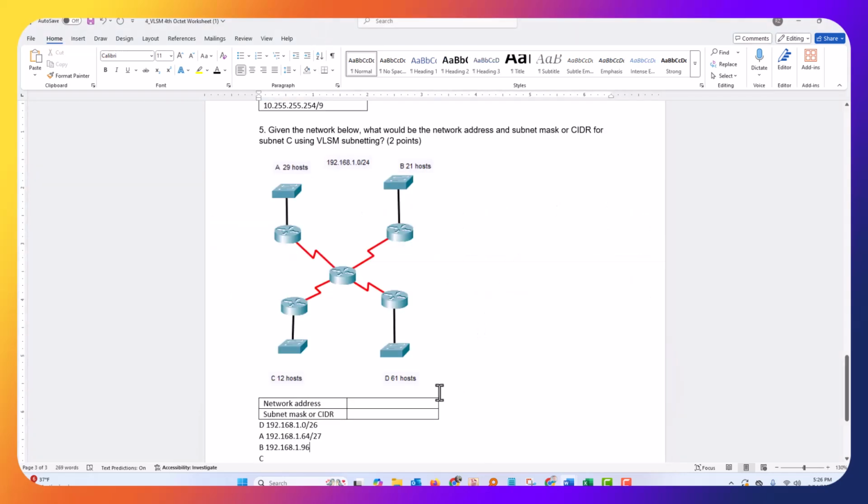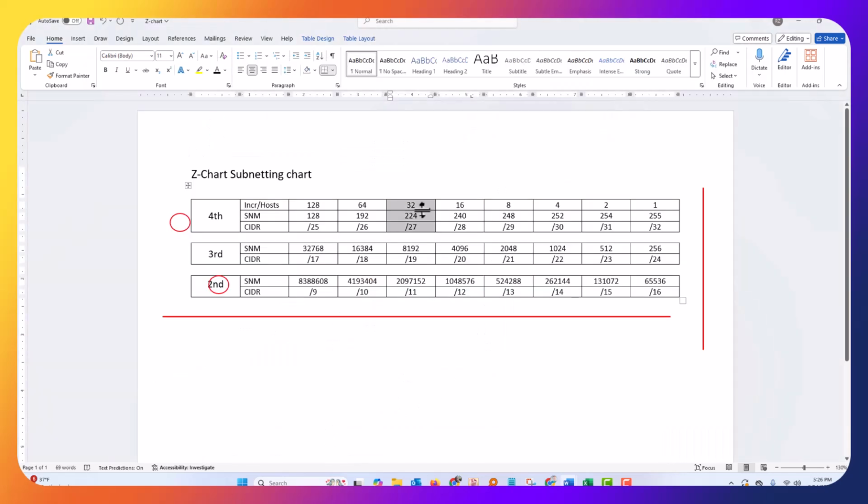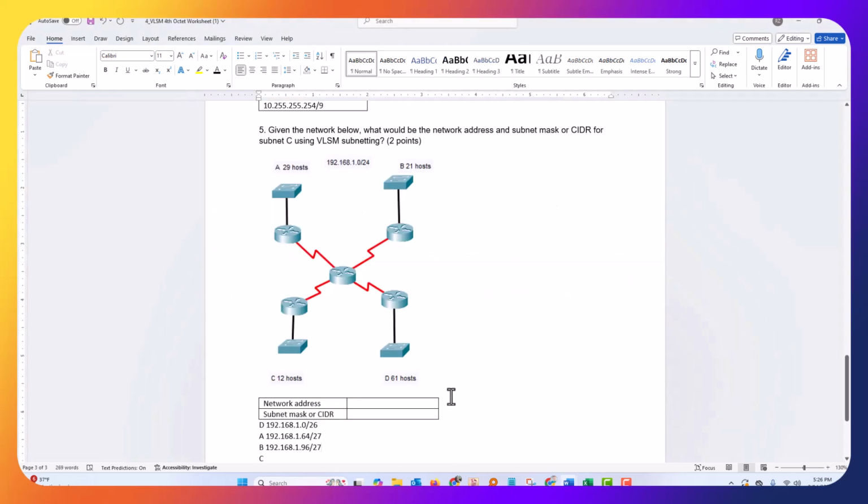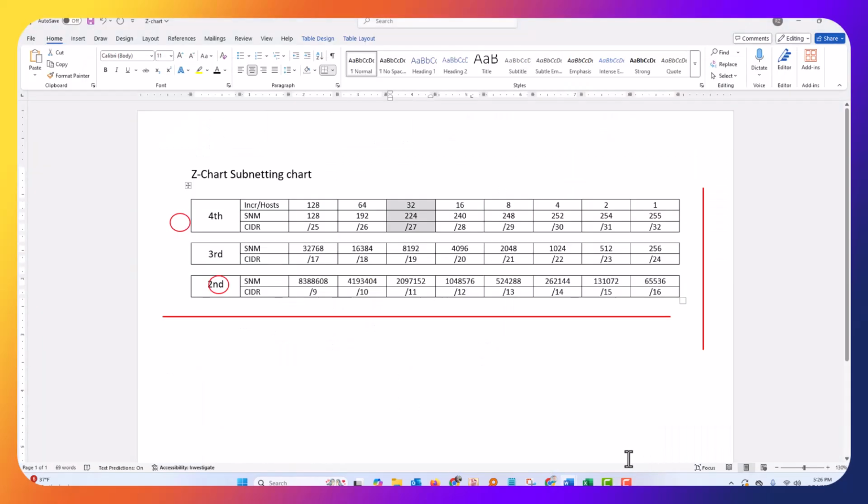Now B is going to be 21 hosts, so it looks like I have to use this one again. I'll have to use another /27, and that means I'm going to increment by another 32. So that would be 192.168.1.128, and C is going to be 12 hosts.